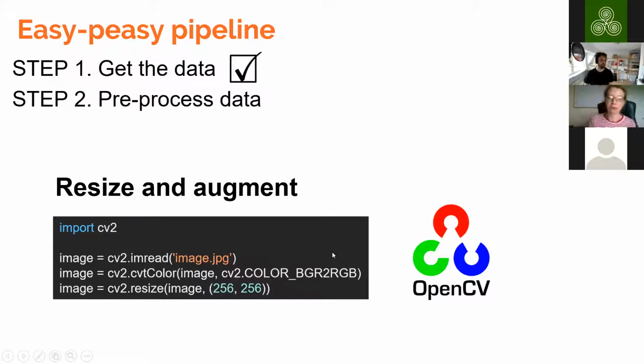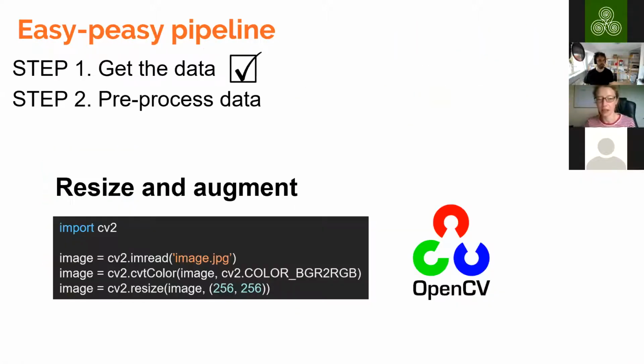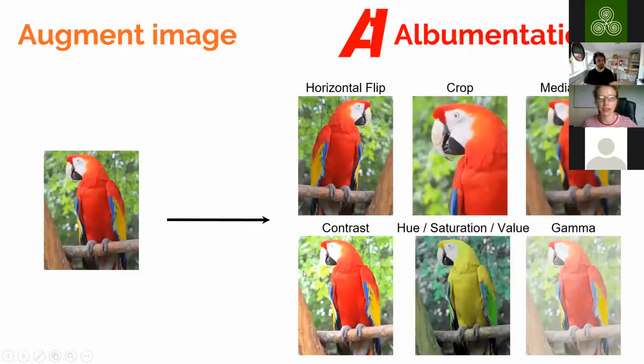Very often we want to rescale our images, resize them, and maybe augment them. So there are libraries for that. With OpenCV, you can easily resize images and do certain modifications to them. And with an augmentations library, you can easily augment images.